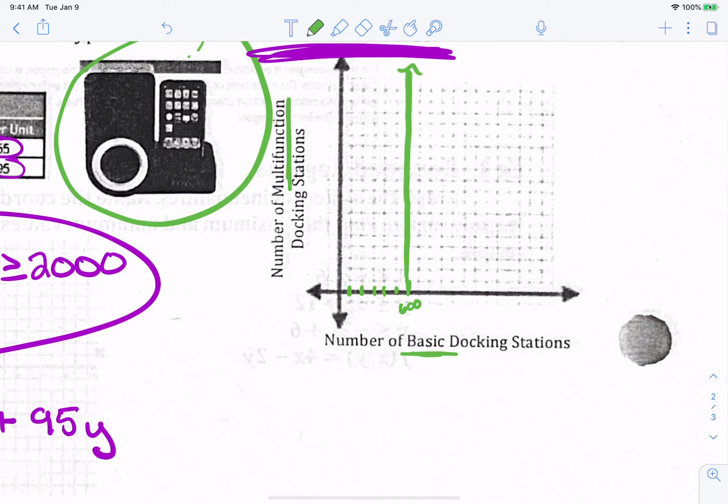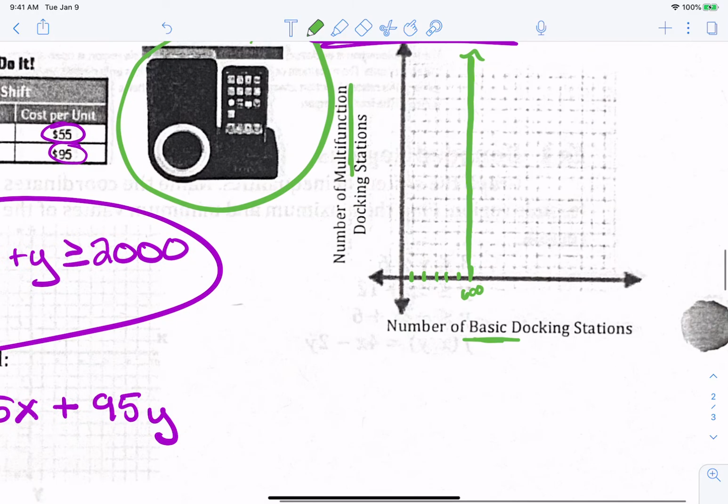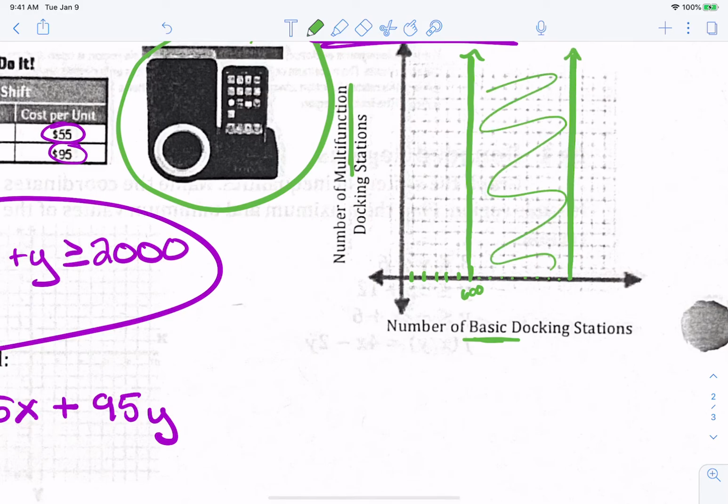There's my 600. And x has to also be less than 1500. So if that's 6, 7, 8, 9, 10, 11, 12, 13, 14, 15, it is right here. Then you draw in the middle of them. That's my shaded area. Okay, that's 1500.